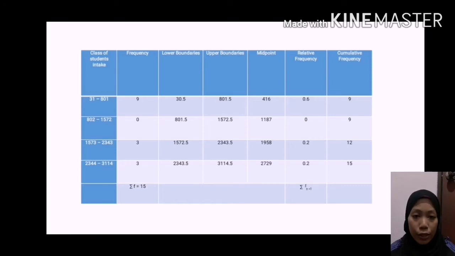Cumulative frequency is a frequency class plus frequency previous class, such as 9 plus 0 equal to 9, 9 plus 3 equal to 12, 12 plus 3 equal to 15. So that's all about the data description.